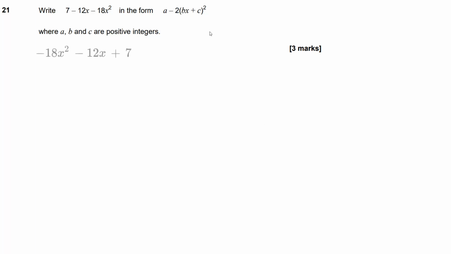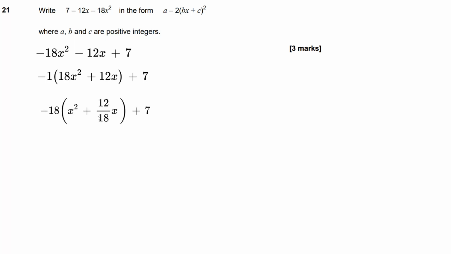And then this is the last question. It's just completing the square. It's pretty standard except for the end, which is a little bit tricky. So take out a negative 1 to get this. Take out an 18 to get this. This simplifies to 2 over 3. And then just complete the square on this.